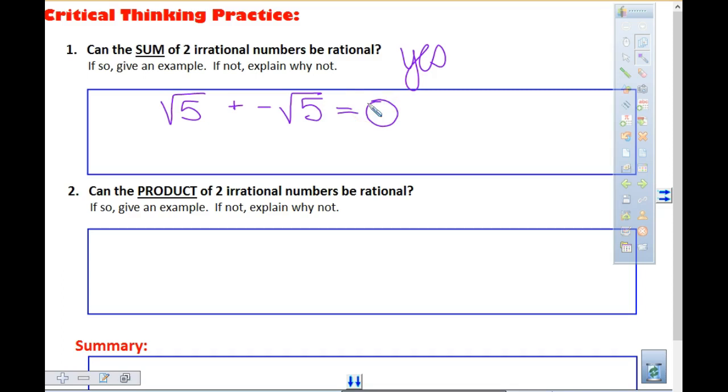Now, could it be irrational? Definitely. If I added square root 5 plus square root 2, that's always going to be irrational. But the sum of 2 irrationals can be rational, which is good. So now we want to do the same thing, but this time with the product. So this time I want you to be thinking of, oh, I need to multiply 2 things together that are irrational, and I need it to become a rational. Is that possible?